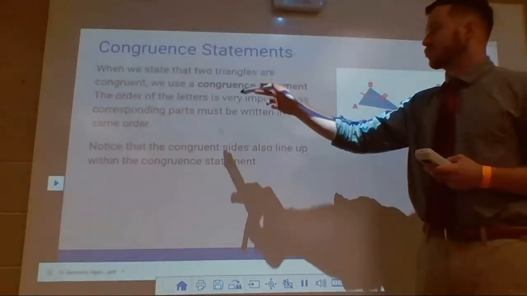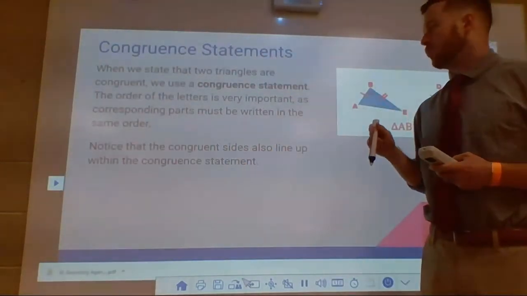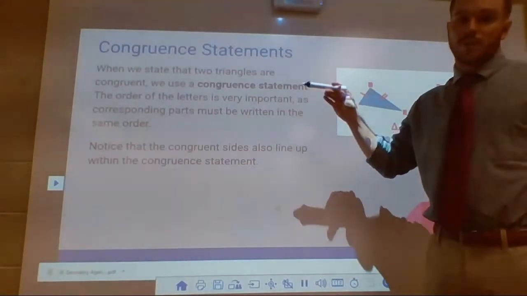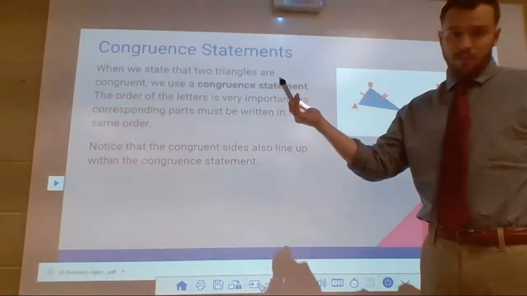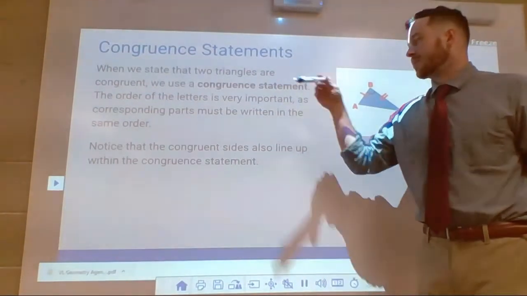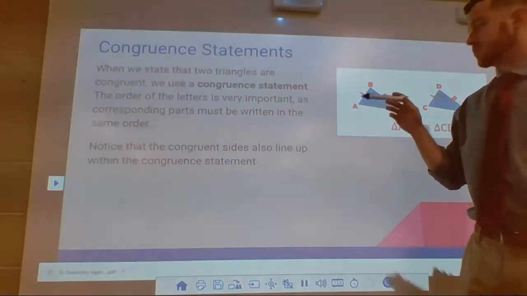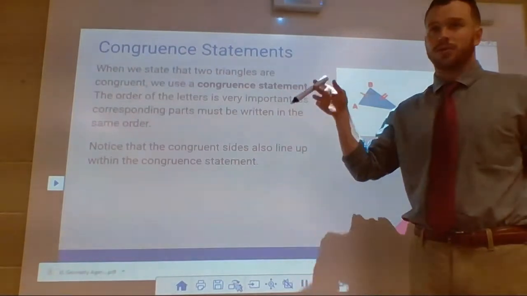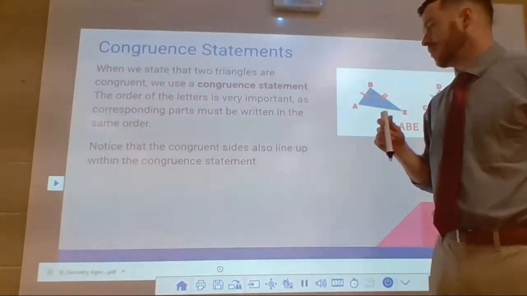Now when we state that two triangles are congruent, we use a congruent statement. So we got to write the order of the letters just like we did when we were writing the sides earlier. We got to write them in the same order, okay? So the corresponding parts, the corresponding angles and corresponding sides need to be written in the same order.